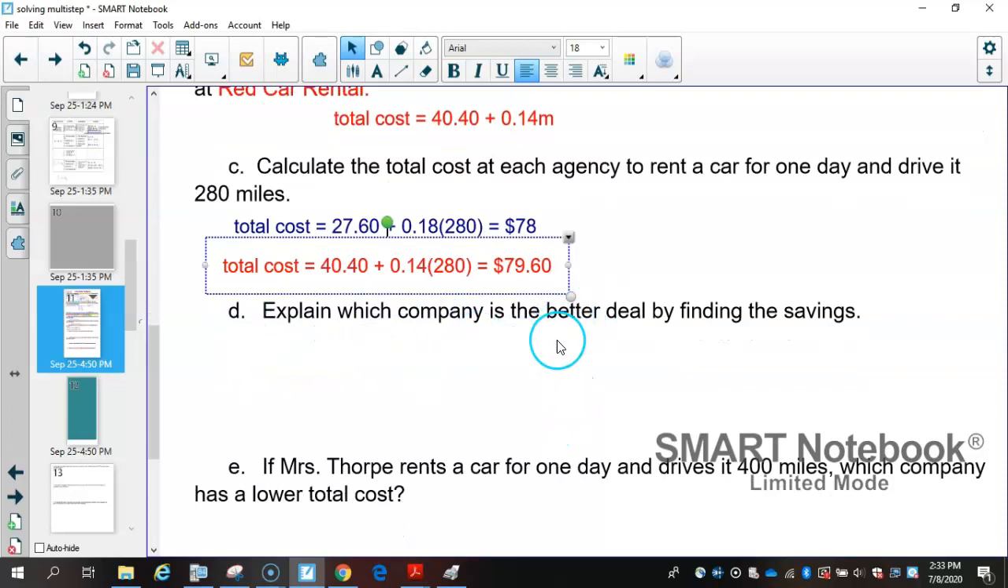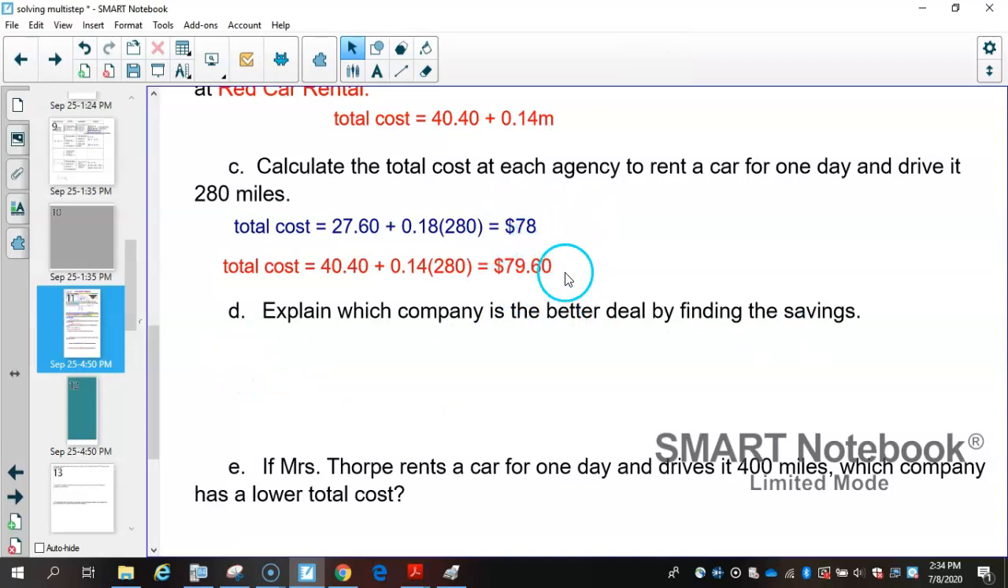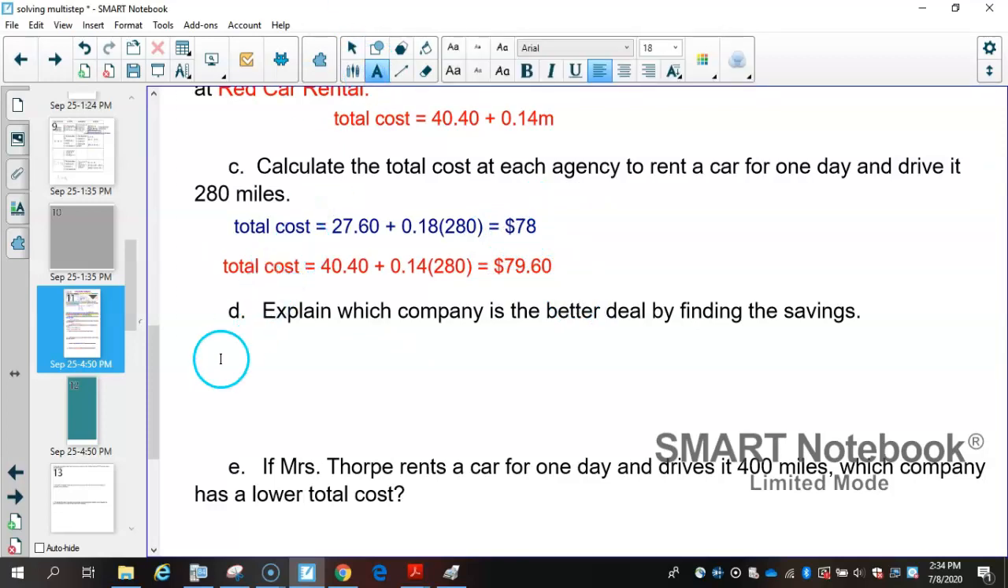Now part D is asking us which company is the better deal by finding the savings. So the savings here is which one costs the least amount. You want to save as much money as you can. The answer, which one is less, is the blue car rental agency.